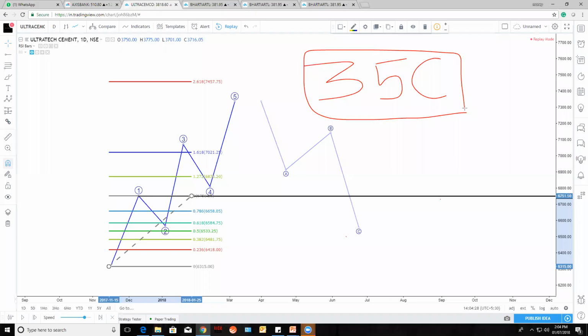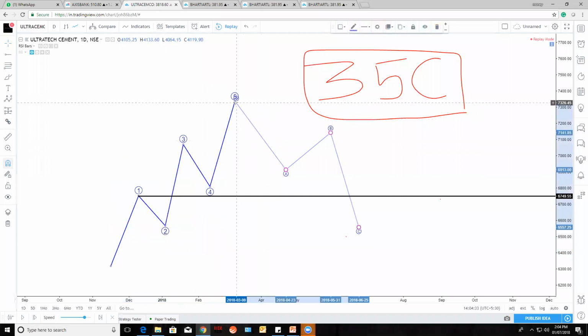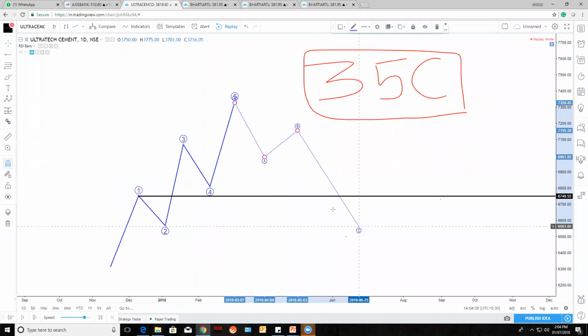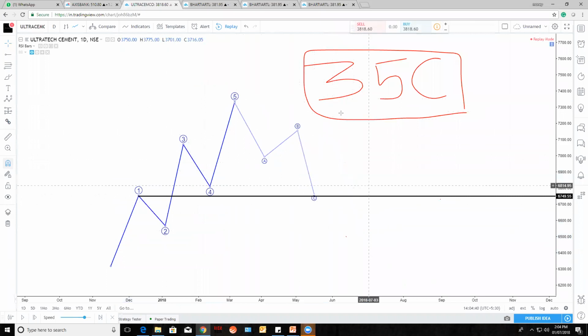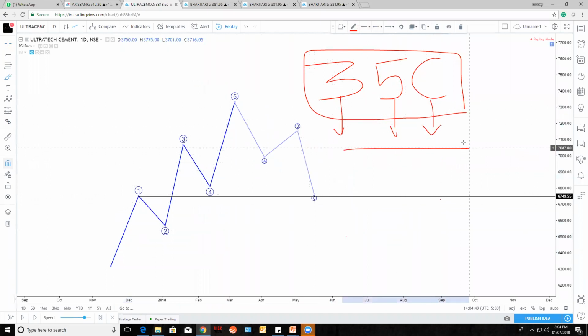I'll just go once again. Let's see, this is the 1, 2, 3, 4, 5 and ABC structure. Which waves are we trading? Remember the code 3-5-C. We are trading the third wave, the fifth wave, and the C wave. Getting my point? Third wave buy, fifth wave... no, no. We are buying for the third wave, we are going for the fifth wave, and we are selling for the C wave.